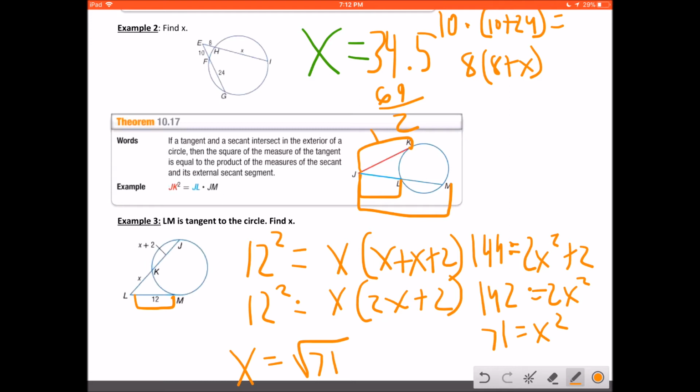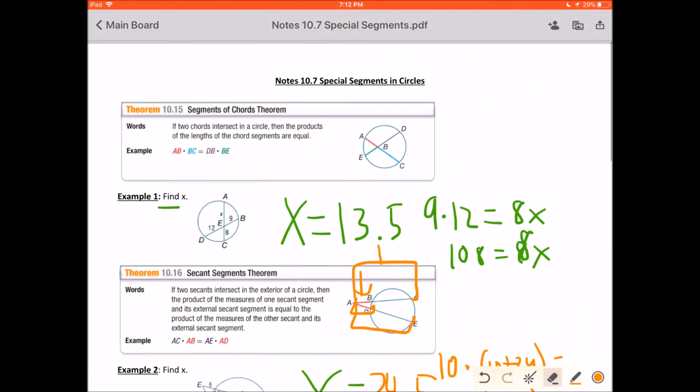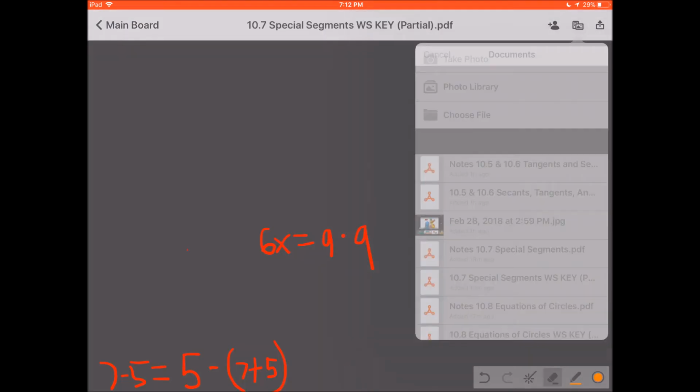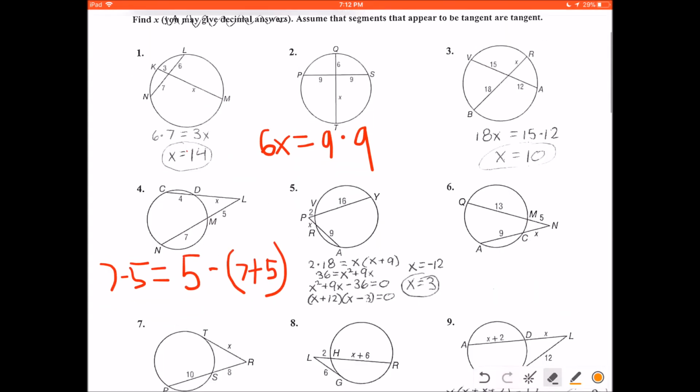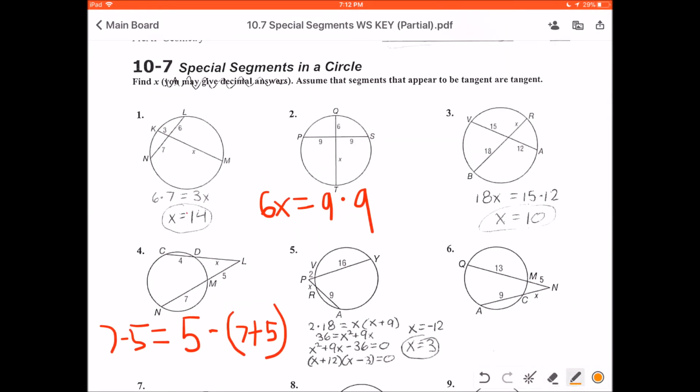And let's do a couple practice problems from the sheet. This is technically a partial key, but we will go with it and do a couple questions I already set up right here. On number 2, you have the 9 times 9, which is one side, and you try to find 6 times x. When you multiply it out, you get 6x equals 81, and then you divide by 6, so x equals 13.5.